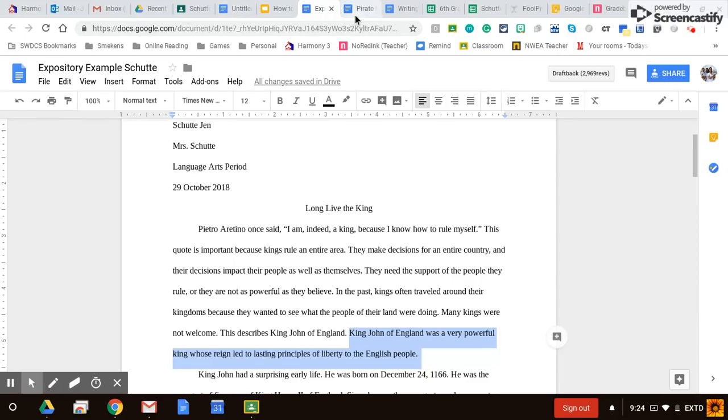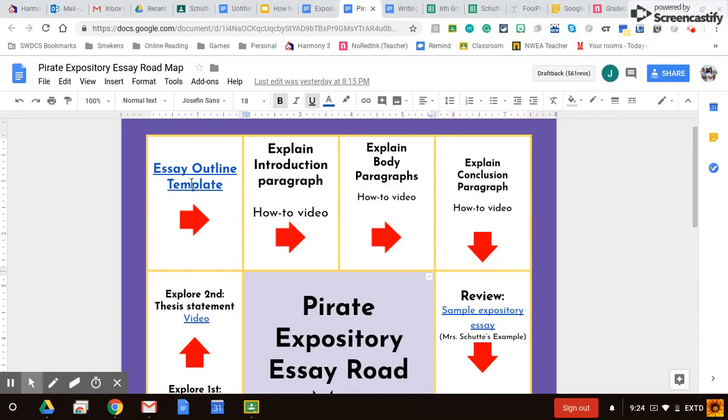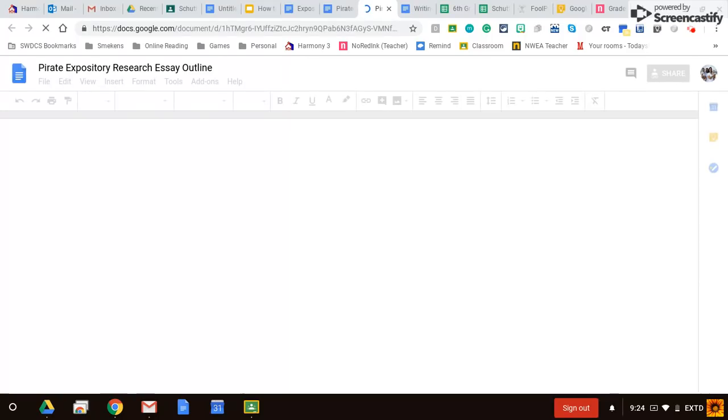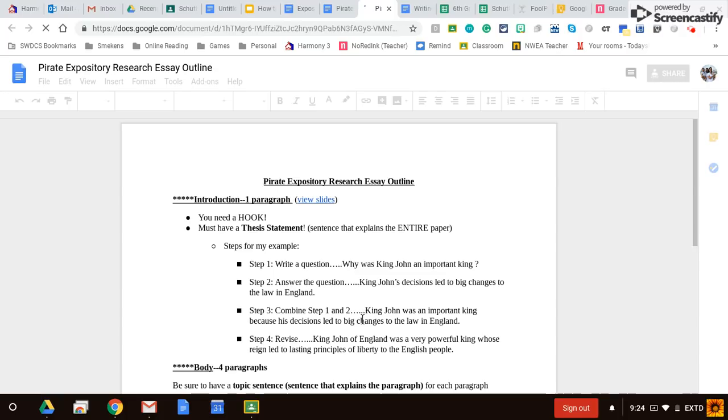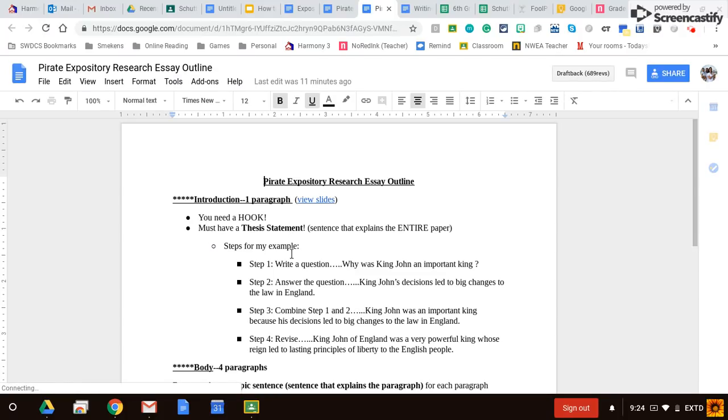I'm going to go back to those steps on the Pirate Essay Roadmap, my essay outline template. You can click on that and open it to go through the steps on how to write a thesis statement about your pirate. So you have your hook and then your thesis statement. Steps for my example. On the video, it said to write a question. So why was King John an important king? Step 2 was answer the question. King John's decisions led to big changes to the law in England.